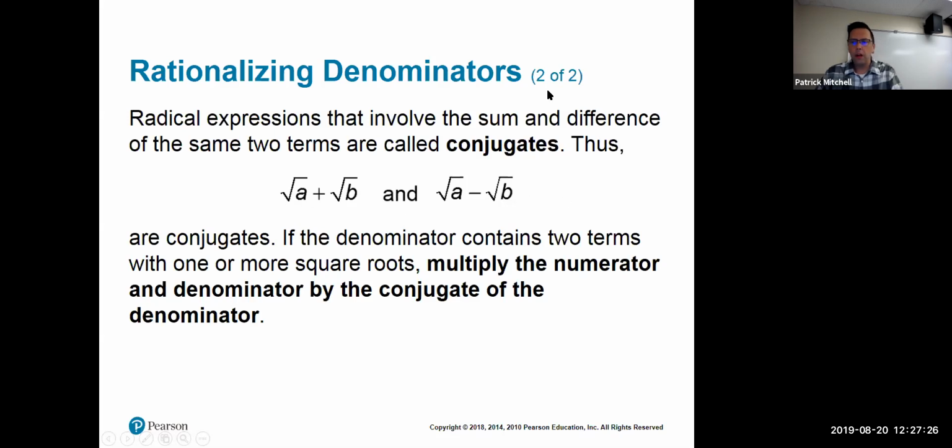Okay? So if your denominator has two square roots, or, well, that's a good point. They wouldn't have to both be square roots. This also works with something like 2 plus the square root of 3. It has to have two terms. You want to multiply the numerator and the denominator by the conjugate of the denominator. So let's see how that works. And we'll go to the second example.